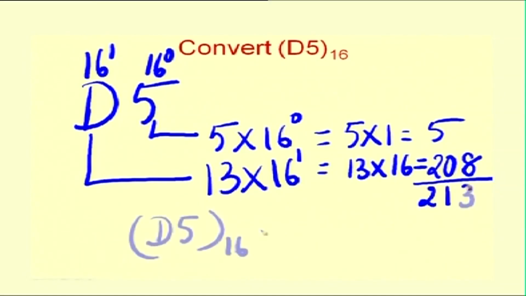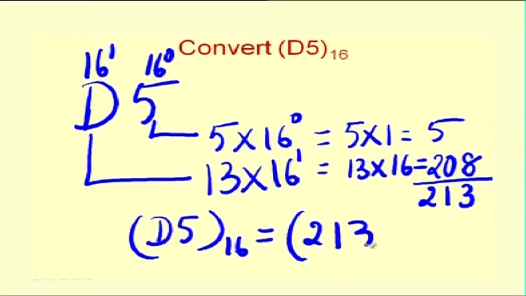So, now you can see that this is a hexadecimal number. What is it equivalent to in decimal? It is 213 to the base 10. So, this is the answer that you get for this conversion.